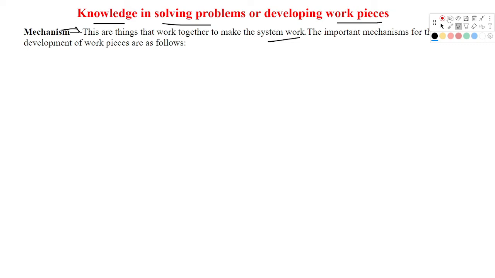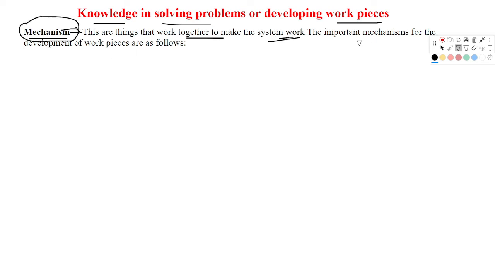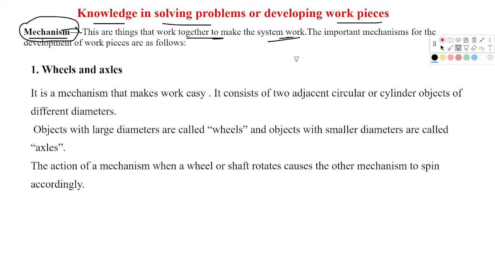The important mechanisms for development of workpieces are as follows. As I said, a mechanism is a set of things that work together to make a system work, and that's what we will look at today. The first one is the wheel and axle. It is a mechanism that makes work easy.